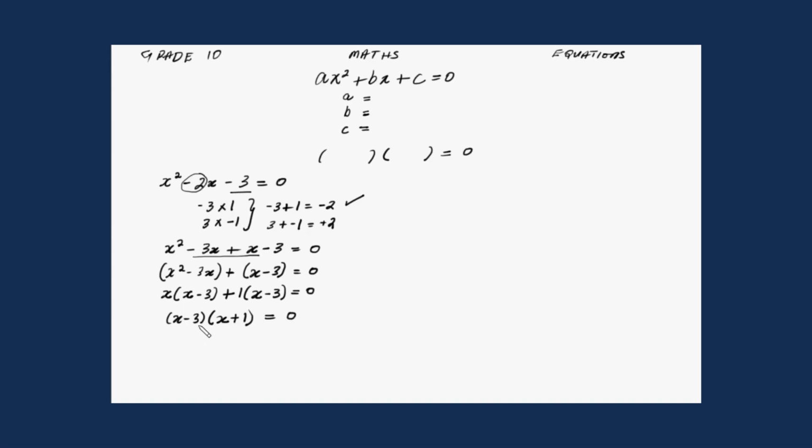Now, if this bracket by this bracket gives us 0, it means that either this one is 0 or this one is 0. So we are saying, therefore, x minus 3 is equal to 0, or x plus 1 is equal to 0. Why? Because if this is 0, 0 times this bracket will give us 0. If this one is 0, then this bracket by 0 will give us 0.